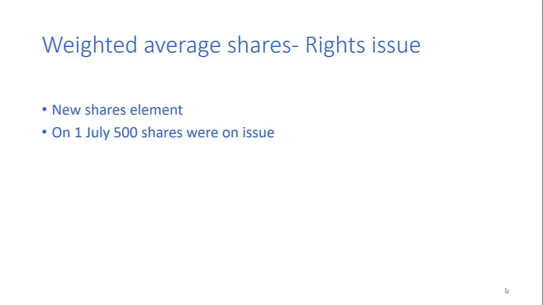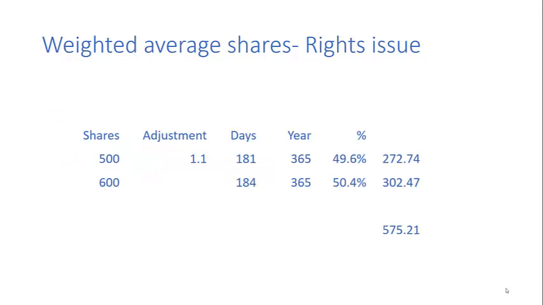The bonus issue also has an impact on the number of shares on issue because we issue more shares. So there's a new shares element. On the 1st of July, 500 shares were on issue, and on the 31st of December, we issued an extra 100 shares. So to calculate the weighted average number of shares, we'd say that 500 shares were on issue for the first 181 days of the year. That's subject to a bonus adjustment of 1.1, and so that suggests that we have 550 shares times 49.6%, which gives us 272. We had 600 shares on issue for the remainder of the year, that's 184 days, that's 302, and the combined effect is that we have a weighted average number of shares on issue of 575 shares.